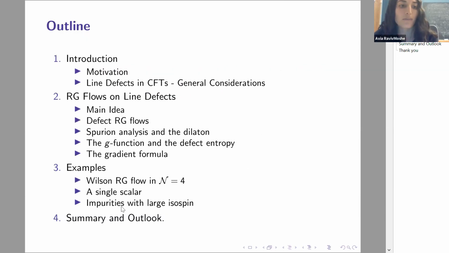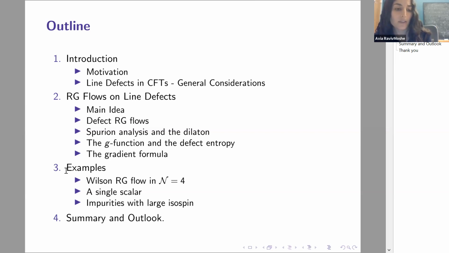So this is the outline of my talk. First, I'm going to give an introduction to the subject of line defects in conformal field theories. I will describe the motivation and some general arguments about line defects in CFTs. Then the second part of the talk will be the main part. It's about renormalization group flow on line defects. I will present the main idea, discuss defect RG flows, introduce spurion analysis, define a g function and a defect entropy, and then derive a gradient formula for the defect entropy.